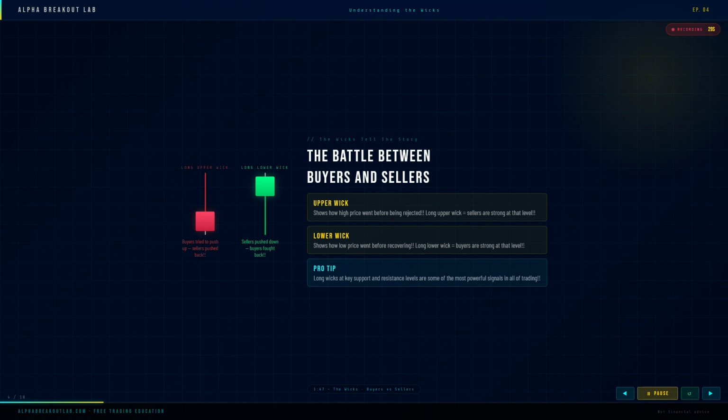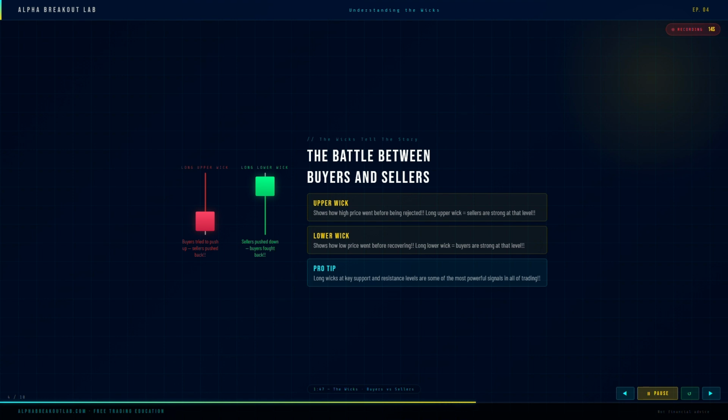Red means sellers won. The thin lines above and below the body are called wicks, sometimes called shadows or tails. The upper wick shows how high the price went before being pushed back down. The lower wick shows how low the price went before being pushed back up.